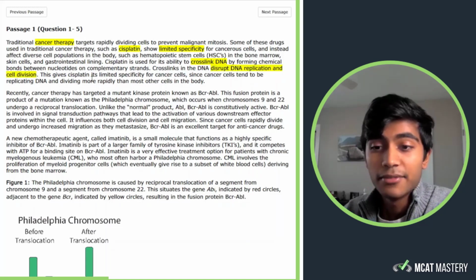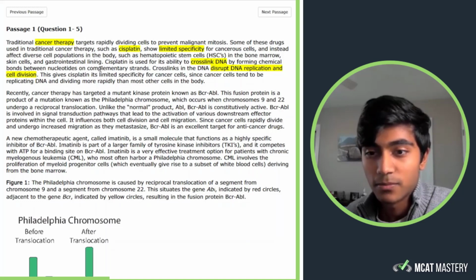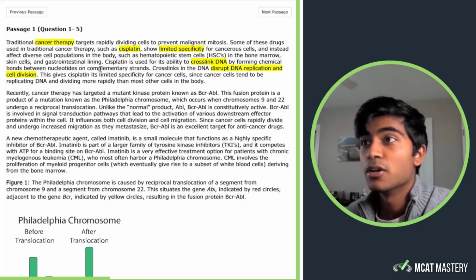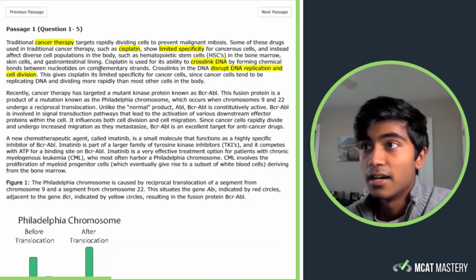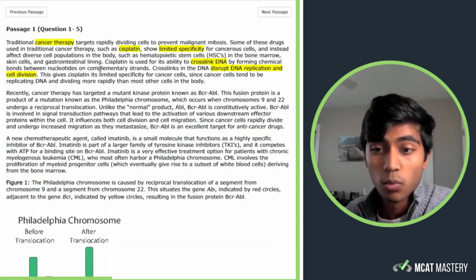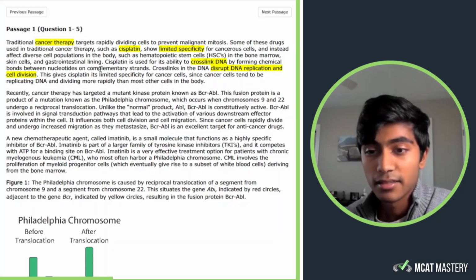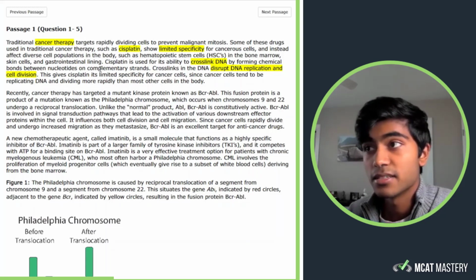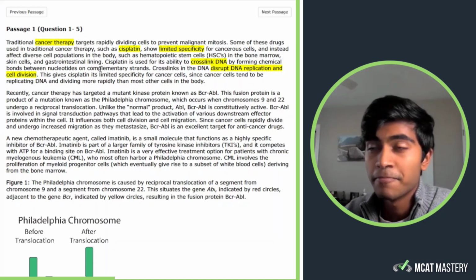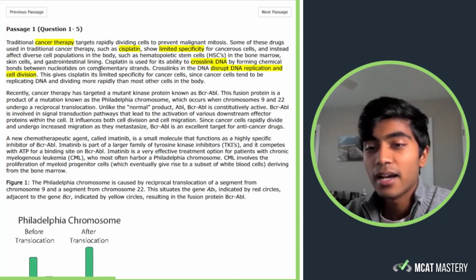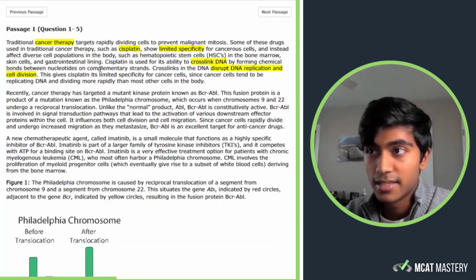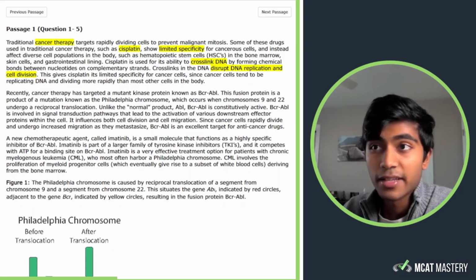And so now we have an image about cisplatin, right? That's the first term that is given. We know that it has limited specificity. How does it work as a cancer therapy? It makes cross-links with DNA, which disrupts DNA replication. And that's how it works, right? So now we have an idea of what cisplatin is. And those were traditional cancer therapies.